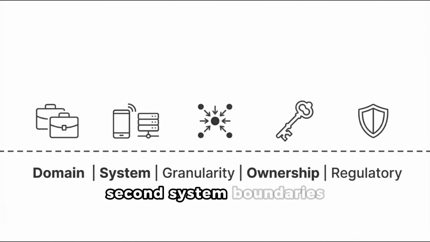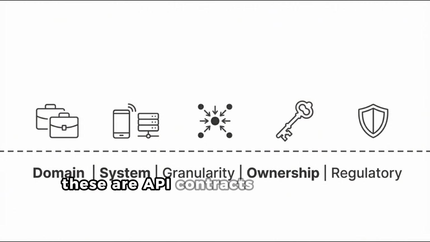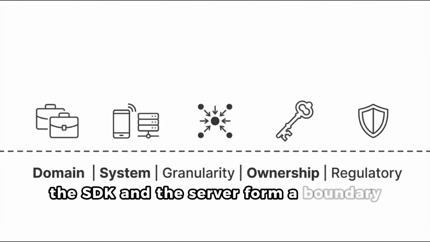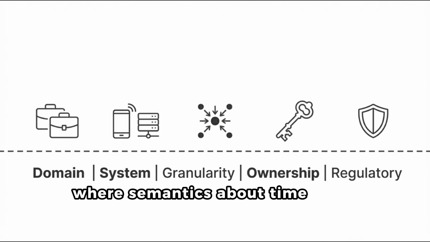Second, system boundaries. These are API contracts, databases, or message queues. A timestamp emitted by a mobile SDK might be local device time. A server's timestamp is UTC. The SDK and the server form a boundary where semantics about time differ.